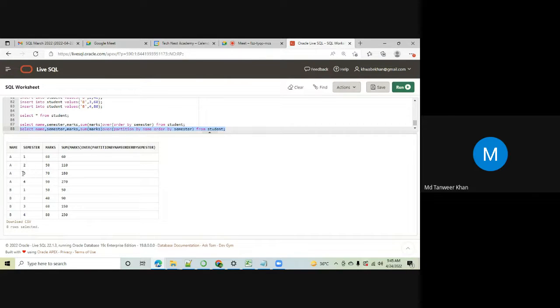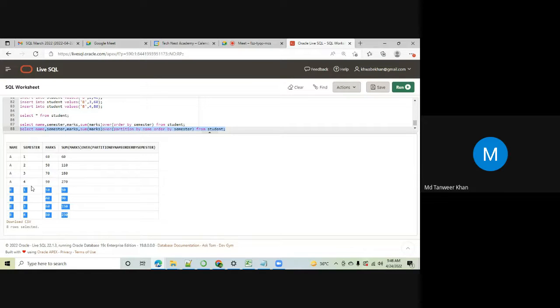Very good. So first of all, within this partition, this order of semester will work. Once this is done, then it will touch the other partition. The other partition is B. In this partition, again, this internal order of semester is happening. Correct. So in partition by, you have to be very careful. It is like you are dividing, separating.